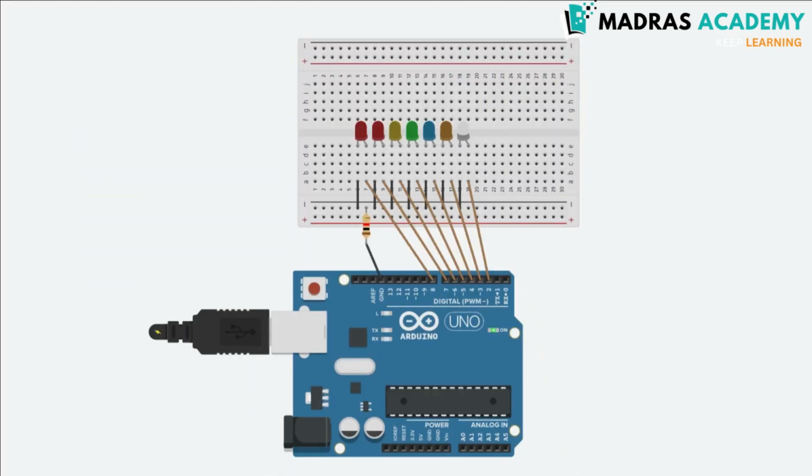Today we're going to learn how to make a pattern of LED using an Arduino Uno or Mega. We'll create the circuit physically, simulate it online, use block coding, and upload it to a real board.